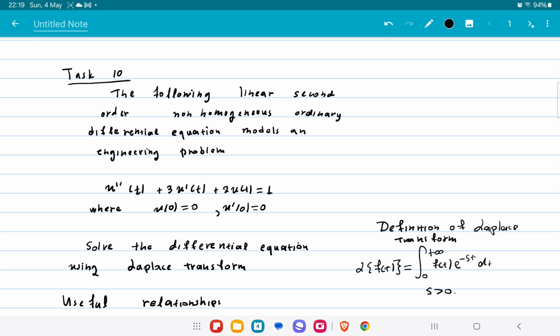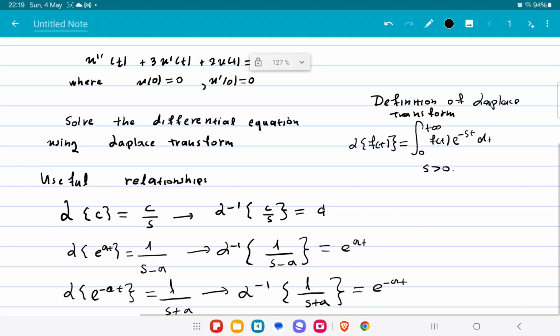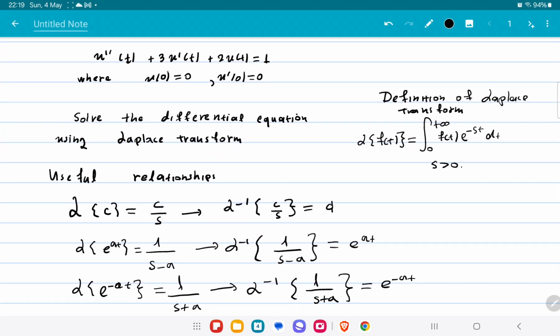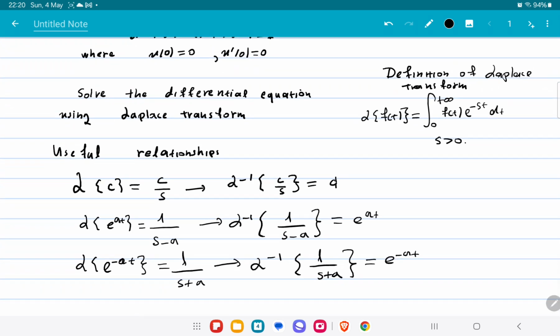The following linear second-order non-homogeneous ordinary differential equation models an engineering problem. Our differential equation is second-order non-homogeneous, which means that on the right-hand side we have a function, a constant function. The initial conditions are u(0) equals 0, and the derivative of u evaluated at 0 is also 0. We want to solve this differential equation using the Laplace transform.